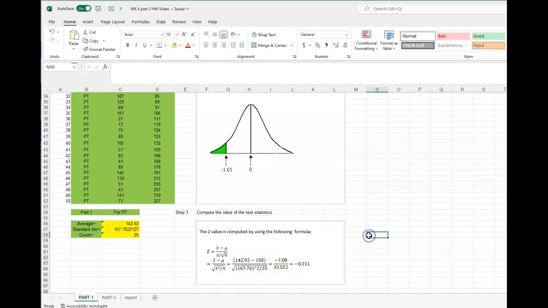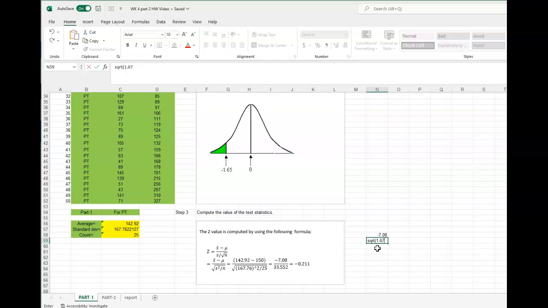The top part is, I'm going to type equal to 142.92 minus 150. Now this is the top part, as you can see, negative 7.08. Now the bottom part is SQRT, parenthesis, 167.76 square divided by 25, parenthesis closed.